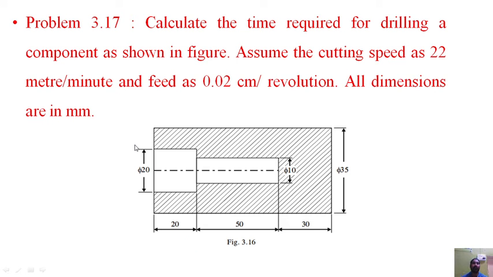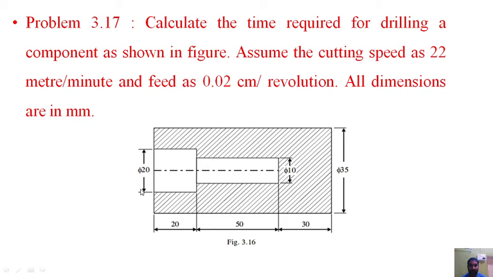So the next problem is: calculate the time required for drilling a component as shown in the figure. Assume the cutting speed as 22 meter per minute and feed as 0.02 centimeter per revolution. All dimensions are in mm. So you have to drill a component as shown in the figure, and this is the figure he has given.